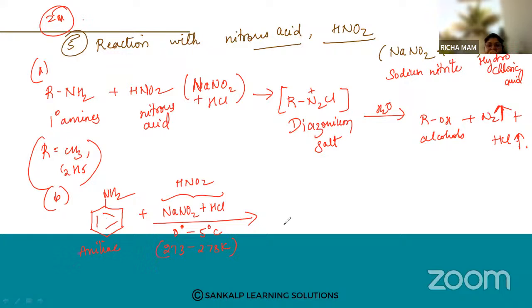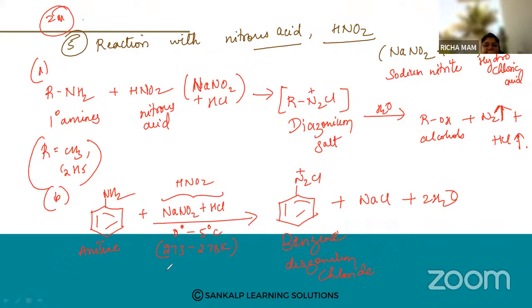Now, aniline, when it reacts with nitrous acid, what are we going to get? We are going to get N2Cl, a benzene diazonium salt, benzene diazonium chloride, plus NaCl plus H2O. So aromatic primary amines, when they react with nitrous acid at low temperature, that is 0 to 5 degrees Celsius, give benzene diazonium chloride.